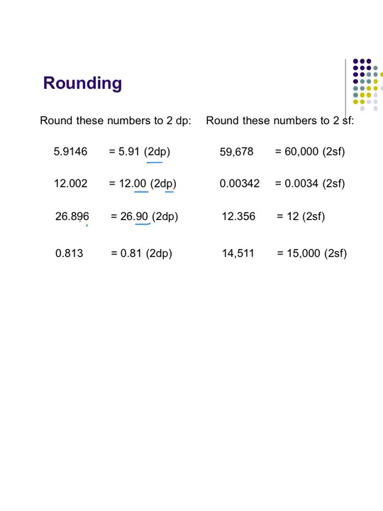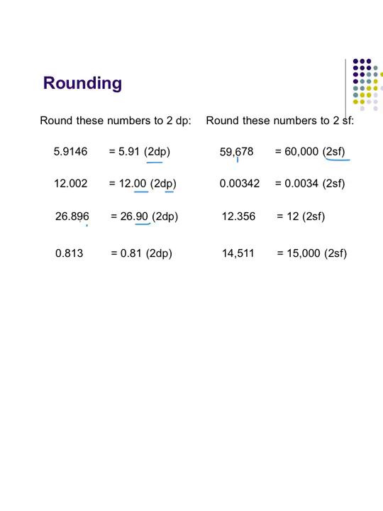So if we want to round 59,678 to 2 significant figures, then we look at the third significant figure after the first non-zero digit, so 1, 2, 3, which is a 6. 5 or more, we round up, so that becomes 60,000.